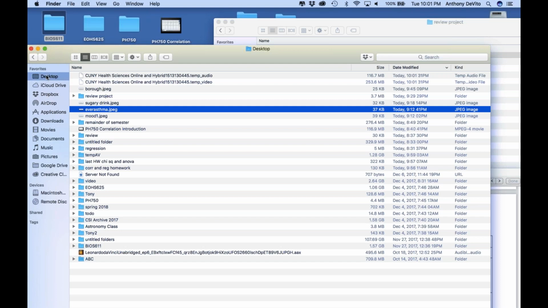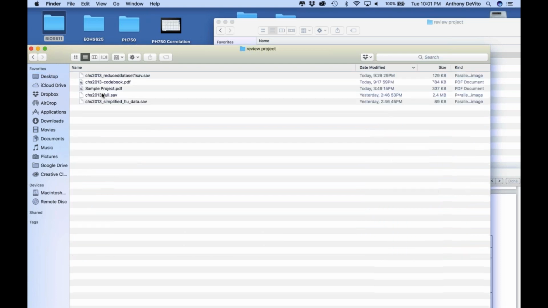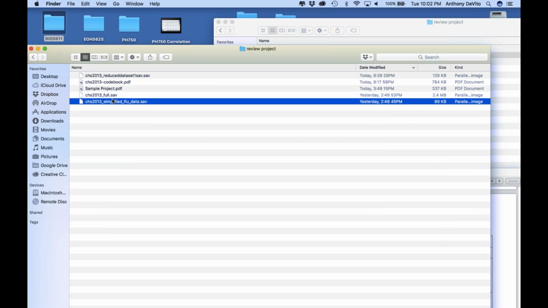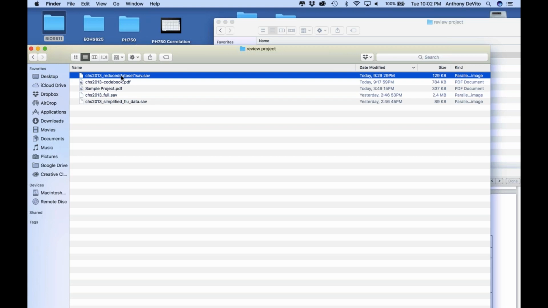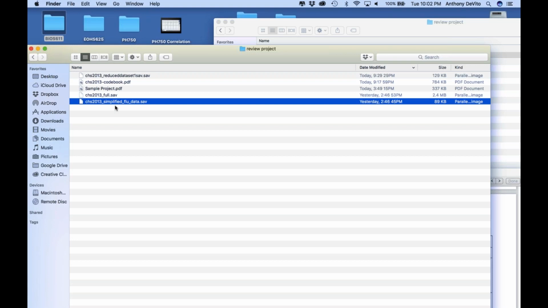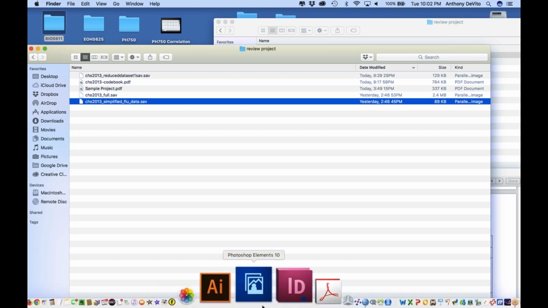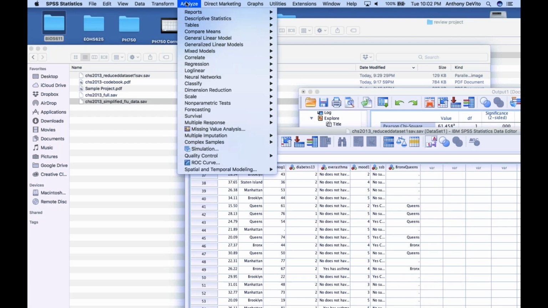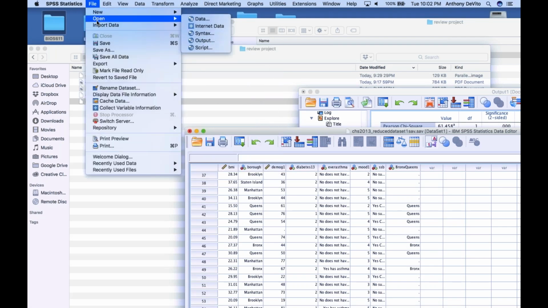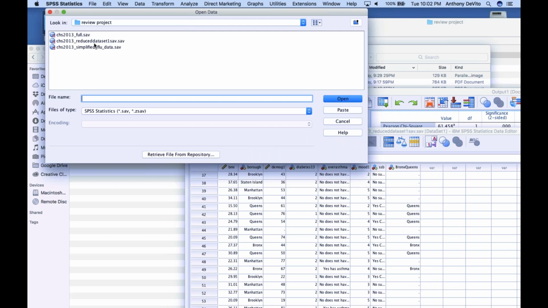Let me go back to it now. So desktop, and I have it in this folder here. Here it is right here. Here's the full data set, which is what we started with tonight. Here's the reduced data set that we created ourselves. And also, here is the simplified flu data set that was provided for you. I'm going to open that one up right now. Analyze, open, data. And here's our simplified flu data set. I'm going to open that.